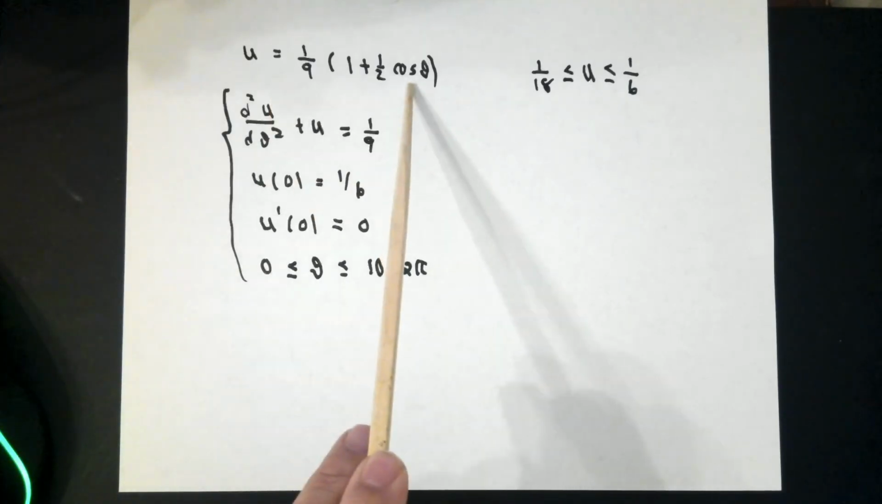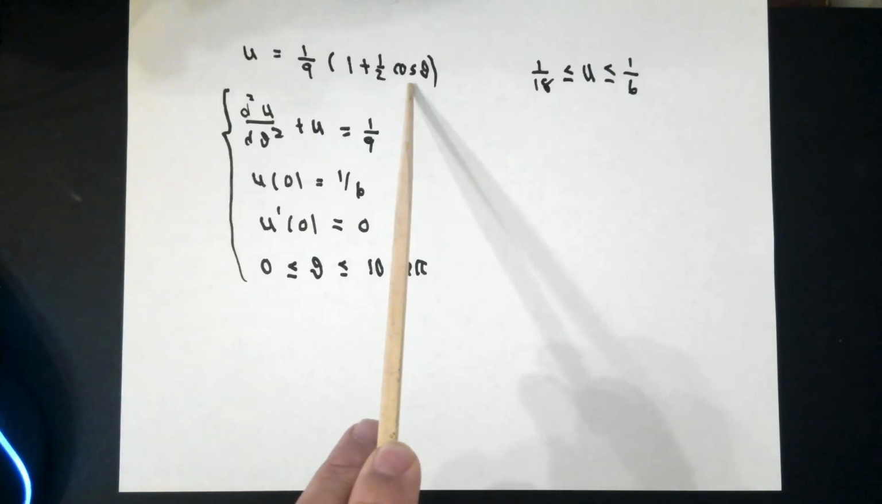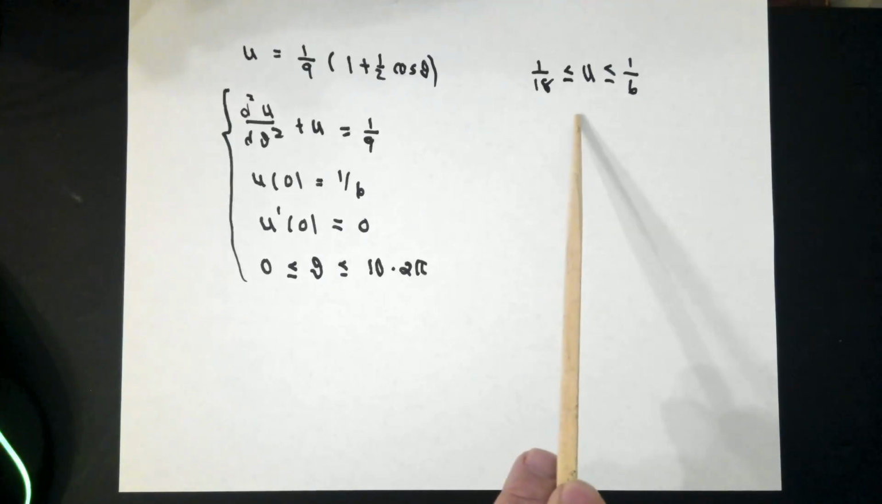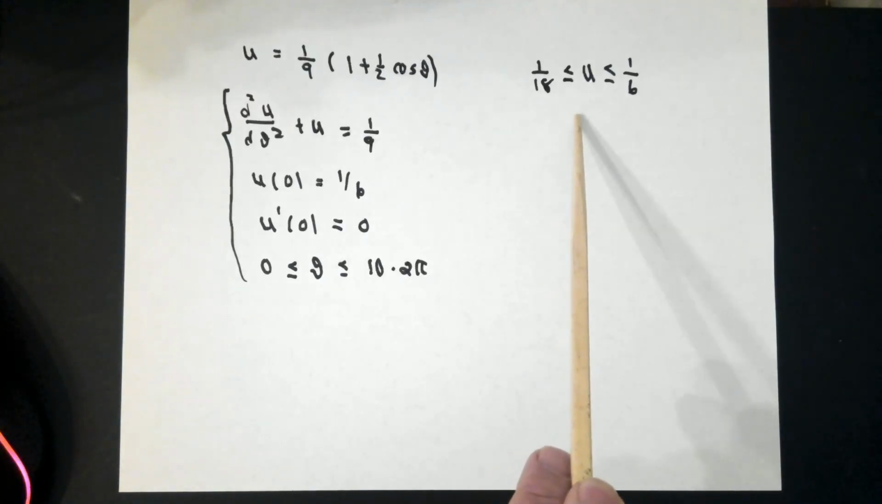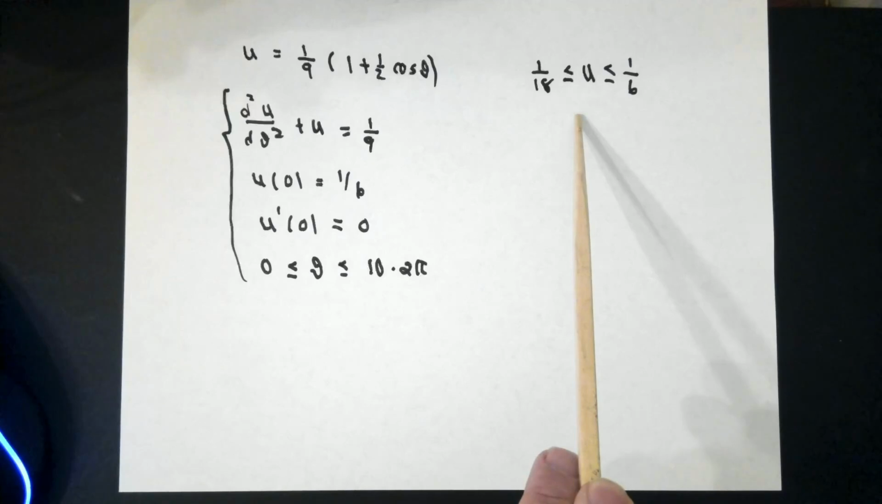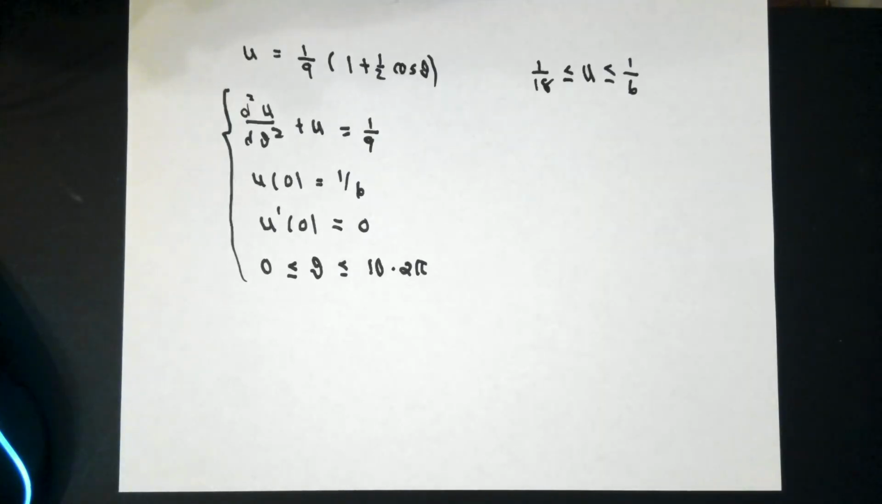Putting in 1 and -1 for cosine theta gives me the maximal and minimal values for u. U is at least 1/18 and no more than 1/6. So I'm going to refer to that as u being somewhere in the vicinity of 1. I'm not going to be very precise about that language.